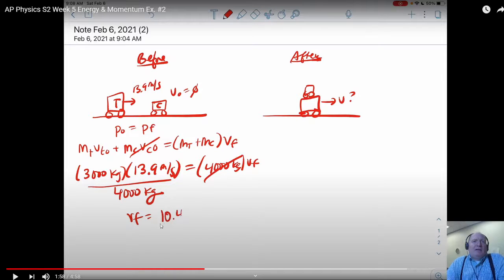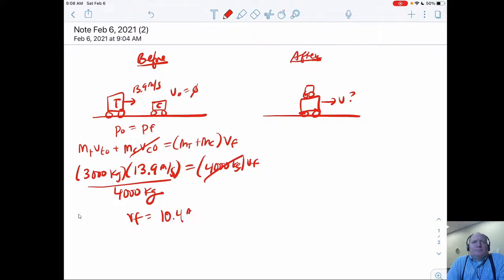Hey, and I was right. Close enough. I said 10. So I think we're good to go. I'm just going to back her up just a little bit. There we go. Just input 0.75, 13.9, 10.4. Okay, 10.4 meters per second. Which is slower than the truck came in, which makes sense, right? The truck's not going to get faster after it hits another car. Okay? All right, so you can see 40 miles an hour.